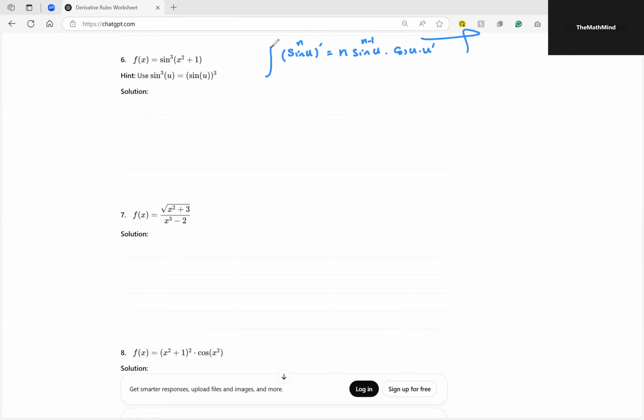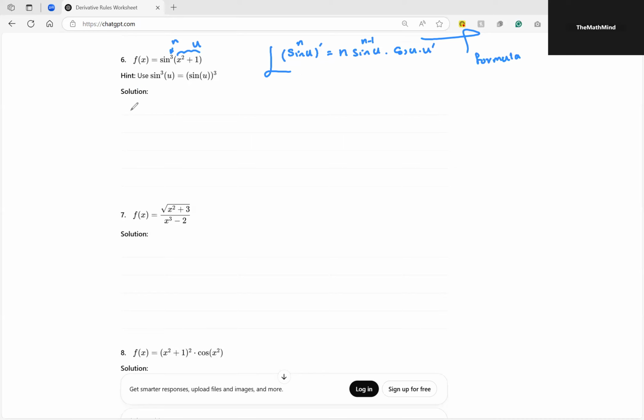So this is a formula that can be used for any function when you're dealing with the powers and also the chain rule. So now here, what is u? U is x squared plus 1 and n is 3. So we have sine to the power n of u.